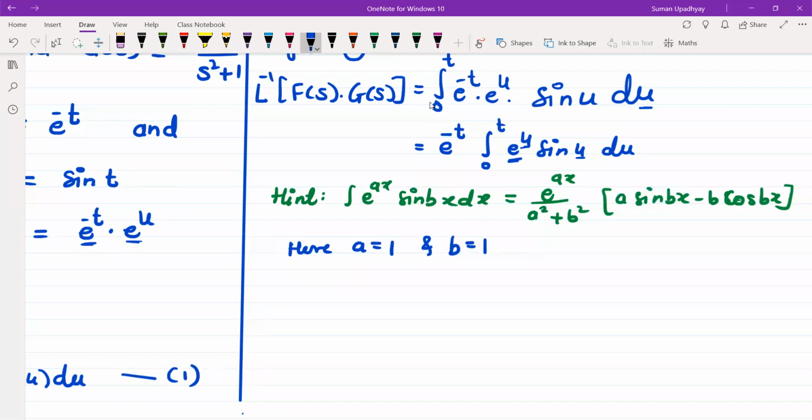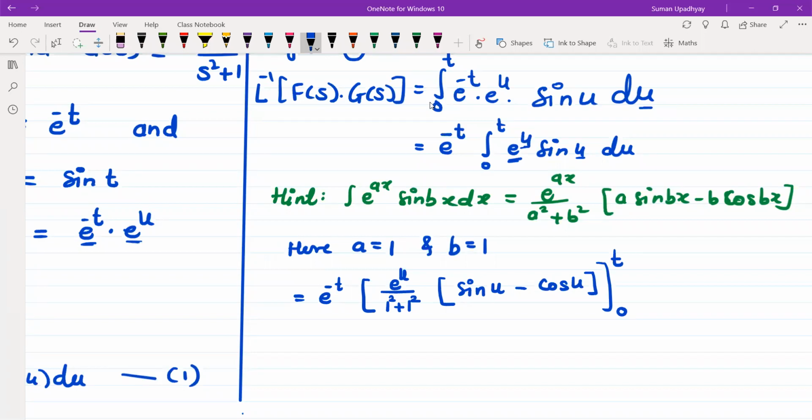Now you integrate. Therefore, e raised to minus t is constant, so that comes outside, okay? Apply the formula of that integration: e raised to u upon a square plus b square, so 1 square plus 1 square, because a and b both are 1, into a sin u minus b cos u, so it is going to be sin u minus cos u. And don't forget to put the limit.